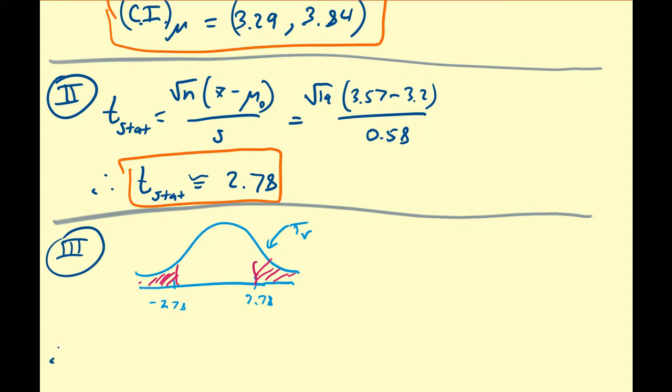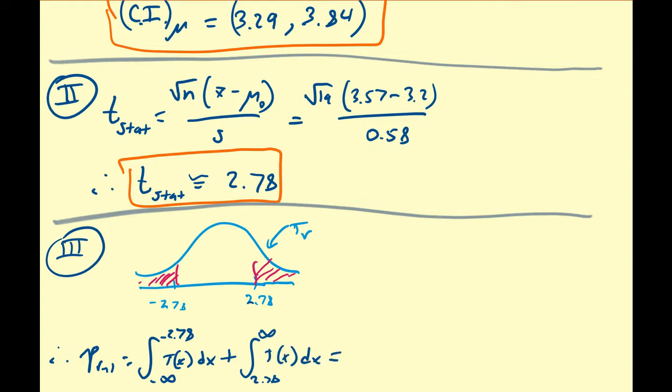So that means the p-value is going to be equal to the integral from minus infinity to minus 2.78 of t(x) dx plus the integral from 2.78 to infinity of the t-distribution. And that is going to come out to 0.012.